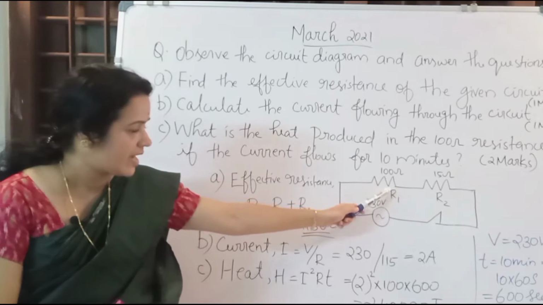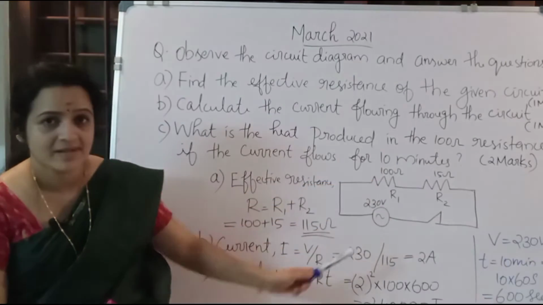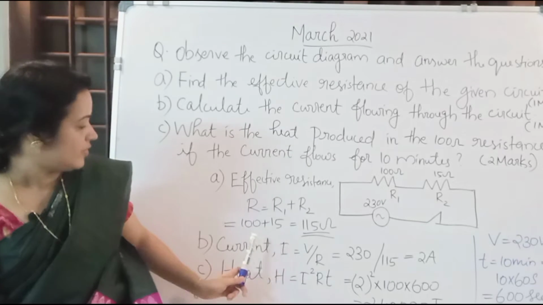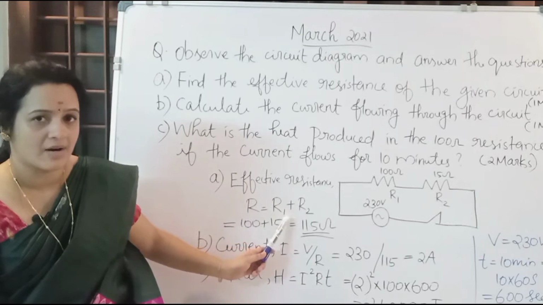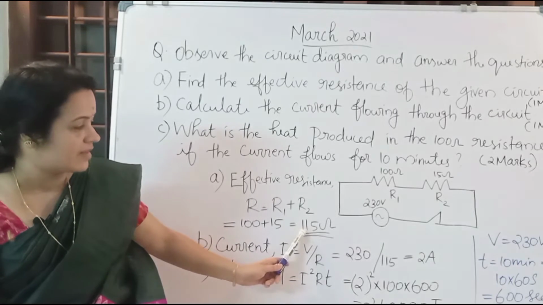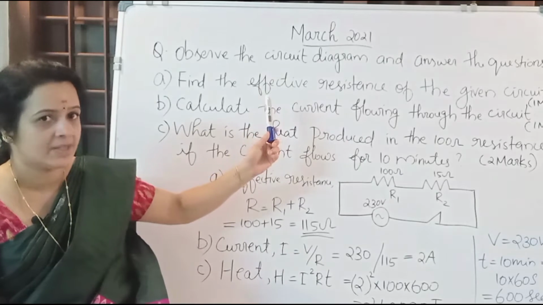So we have R1 as 100 ohm and R2 as 15 ohm. So how can we calculate? Yes, we can directly substitute the values. Right. So what will we get? R is equal to R1 plus R2, that is 100 plus 15. That is 115 ohm. Right. Can we move to the second question?